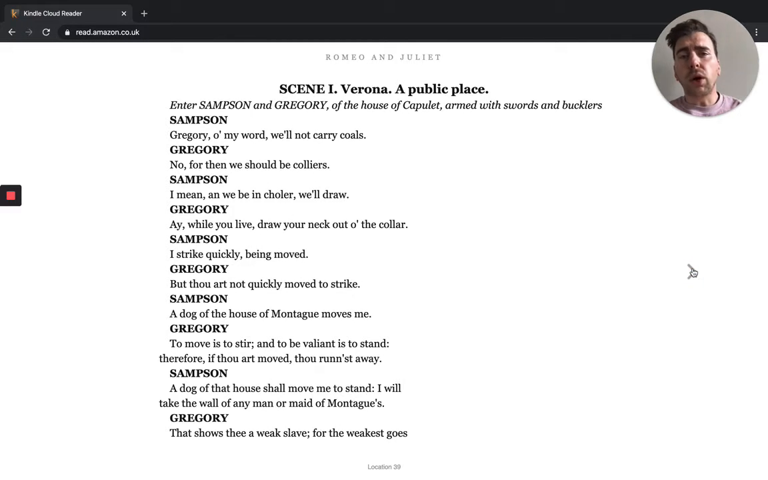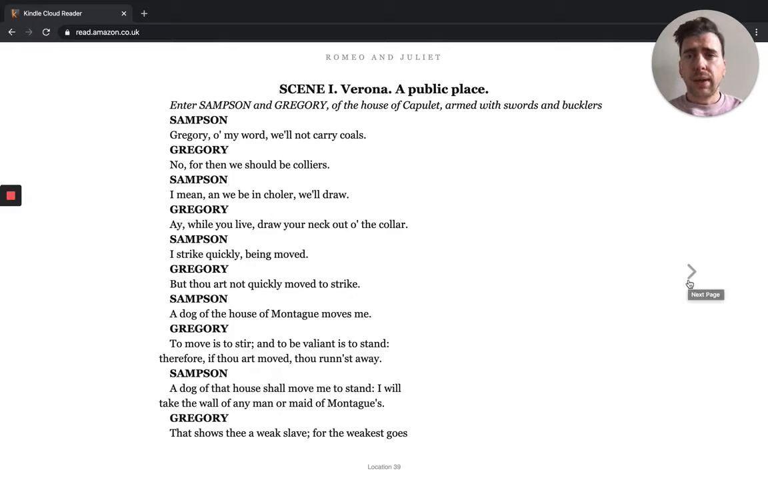So, Act 1, Scene 1, Verona, in a public place. You can follow along in your own books if you turn to page 35. And you'll want to just pause this so you can do that. You can do that by pressing play or pause or even spacebar.